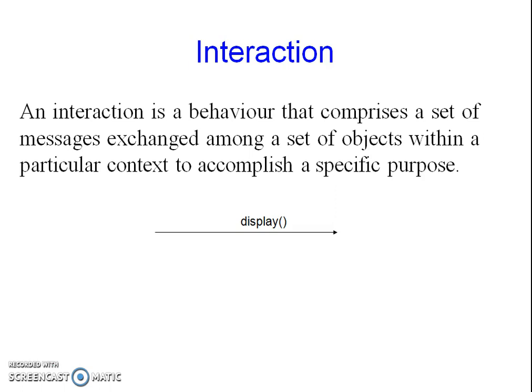Interaction. Interaction is a behavior that comprises a set of messages exchanged among a set of objects within a particular context to accomplish a specific task. An interaction can be represented by a line with an arrow, and I can write the message on the interaction. So here display is a message written on the interaction line.